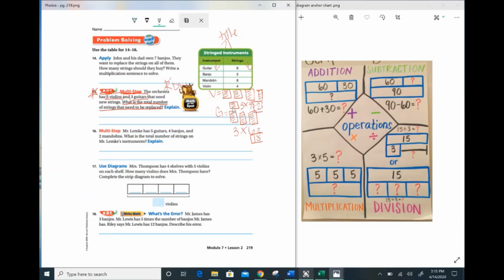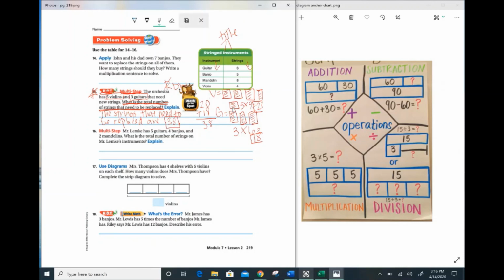Now, am I done? No, because it's asking me for the total number of strings that need to be replaced. So now I need to do 20 plus 18. So I know 0 plus 8 is 8. 2 plus 1 is 3. So I'm going to write the strings that need to be replaced are 38.